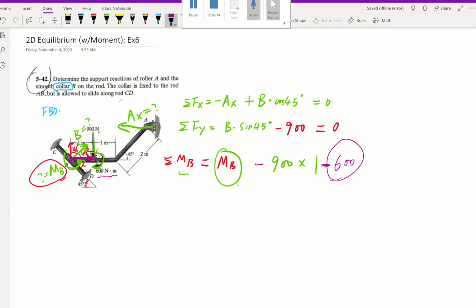All right? Why does 600 show up in the moment equation, not in X and Y? Because 600 is in units of Newton meter. That is the moment. So it only shows up in the moment equation.